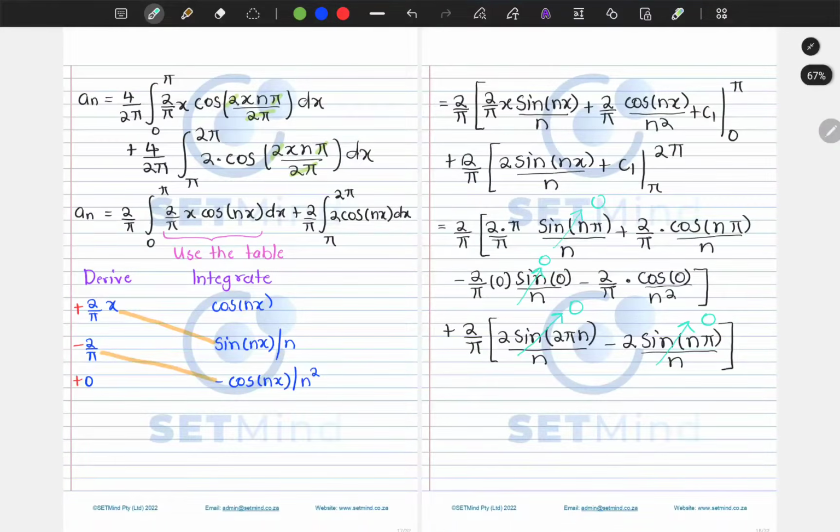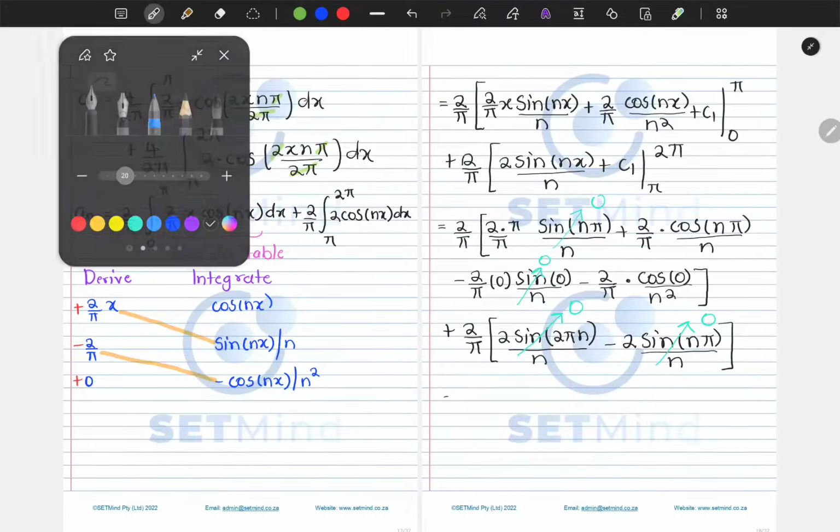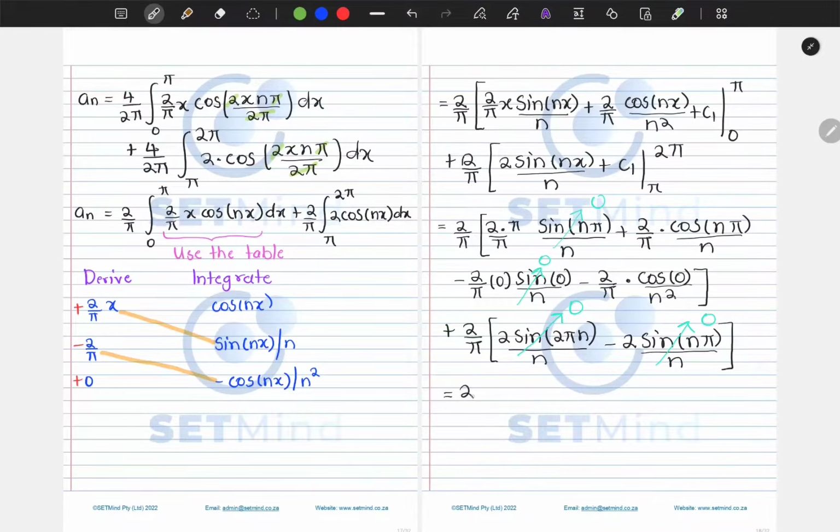So we are only left with the cosines. So this means our answer is just 2 over pi. Open the bracket. We have 2 over pi multiplied by cos of n pi. And cos of n pi, remember I mentioned it is negative 1 to the power of n. And this is divided by n. And then we have this component now, which we need to subtract, which is minus 2 over pi. And this is multiplied by 1 over n squared.